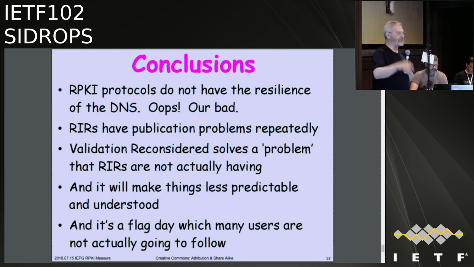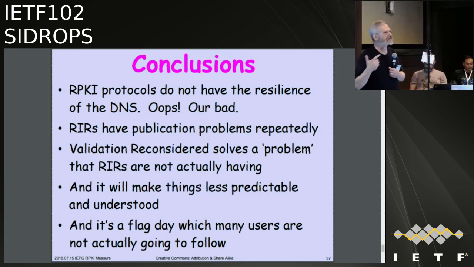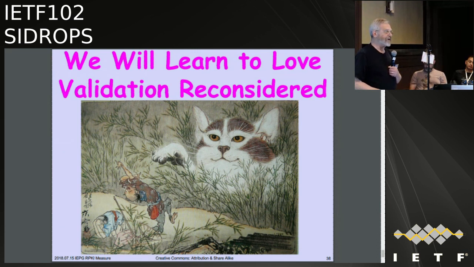RIRs have operational and publication problems repeatedly. They need to fix this or outsource it or whatever. Validation Reconsidered solves a problem that they are not having. And it will make things less predictable and understood, and it looks like it's going to be a flag day. So how that flag day works, what's going to happen when people fall out and don't make it, how that's detected, how it will be fixed, etc., needs to be documented. But we will learn to love Validation Reconsidered.